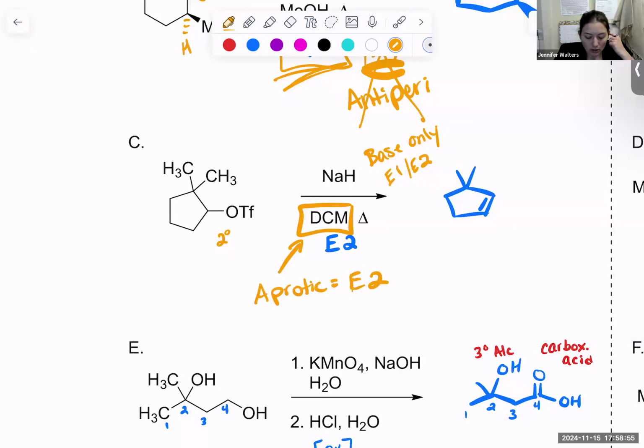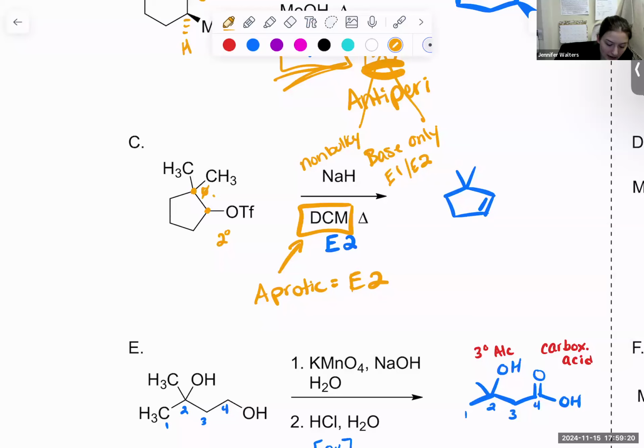So seeing the aprotic solvent told me I'm doing an E2. So I need to do that elimination. That is a small non-bulky base. So if I have beta hydrogens on the more substituted side, then if I can make this Zaitsev alkene, I will. But I need to look for this leaving group.